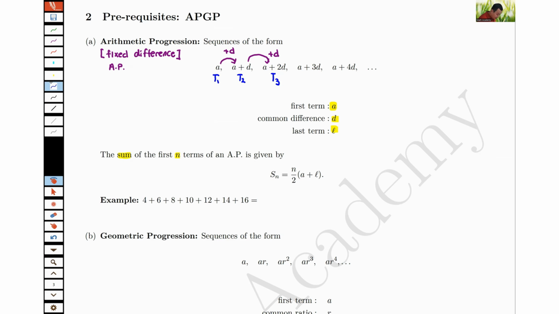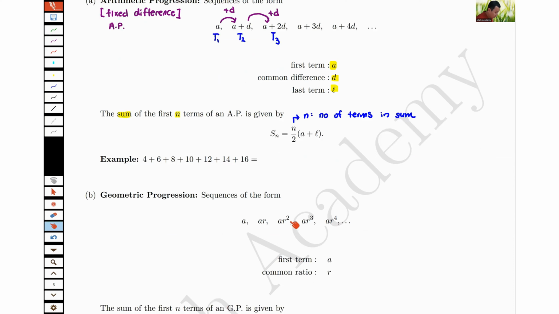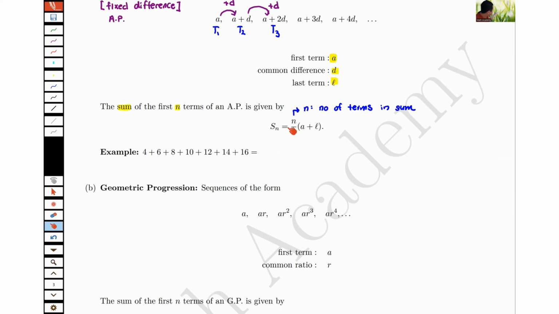I want to emphasize, later we will see this again and again. This n is referring to your number of terms in the sum. If you are summing up n terms, then this will be n. It's an easy formula to apply. So let's apply it to this short example.